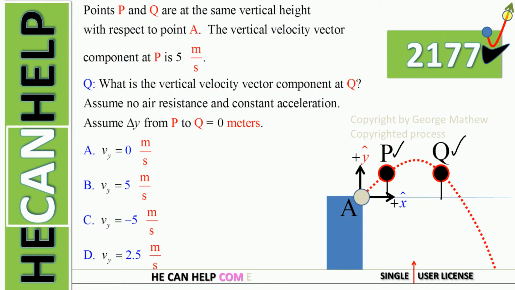Points P and Q are at the same vertical height with respect to point A. The vertical velocity vector component at P is positive 5 meters per second. Question: what is the vertical velocity vector component at point Q? Assume no air resistance and constant acceleration. Assume change in y from P to Q is equal to 0. So is it A, B, C, or D?